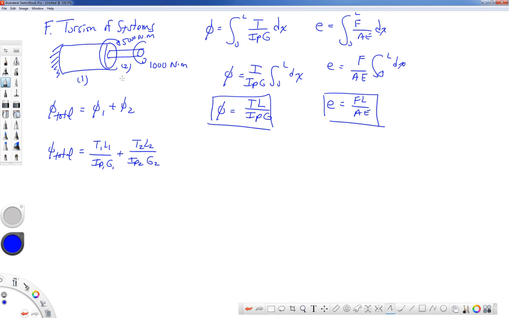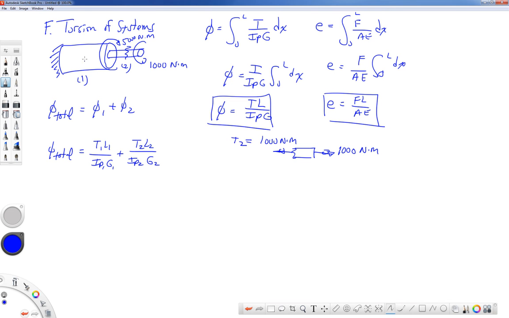If I want the torque in section number 2, I would make a cut inside section number 2 and sketch out the free body diagram. Here's my applied torque. If I use my right hand rule, then I would have a double-headed torque arrow going this way to represent that torque of 1,000 Newton meters. And to keep this in equilibrium, then I would have also 1,000 Newton meters going in that direction. That would be my torque T2.